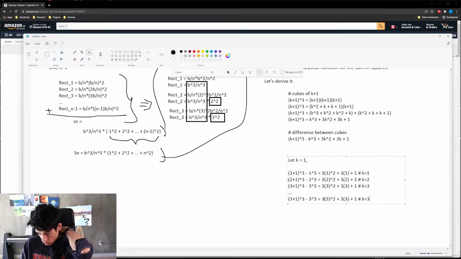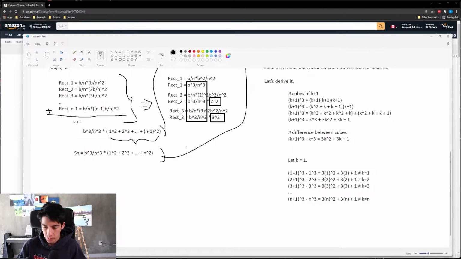If we go all the way up to n, we will have a bunch of different equations that look very similar to one another. And there's actually a nice trick here that allows us to derive the sum of squares. And I will show you it.